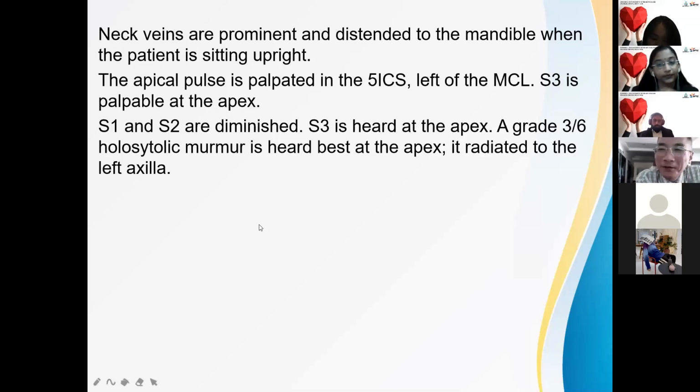Okay, now I'll tell you something. When I first read this, I was very surprised to see that my friend Patrick has noted that S3 is palpable at the apex. I am now almost 40 years a doctor, 30 years a cardiologist, but I don't recall S3 being palpable. It's a sound you hear, not what you palpate. So what did I do? I Googled it. I Googled palpable heart sound. And to my surprise, it is true. You can have palpable first sound, palpable second sound, palpable third sound, and palpable fourth sound.